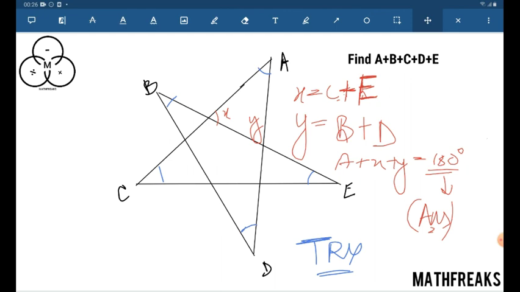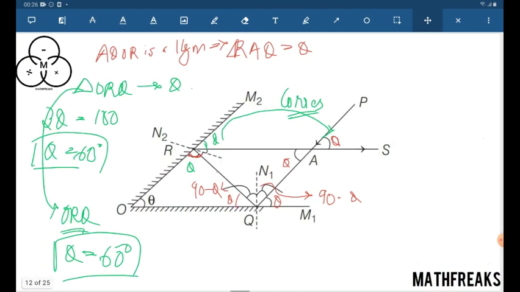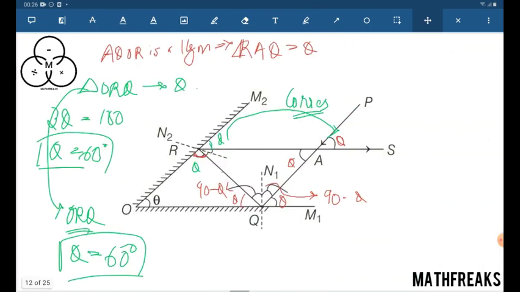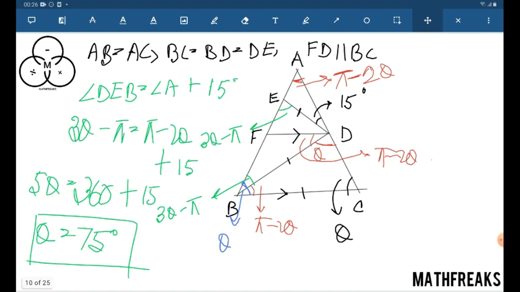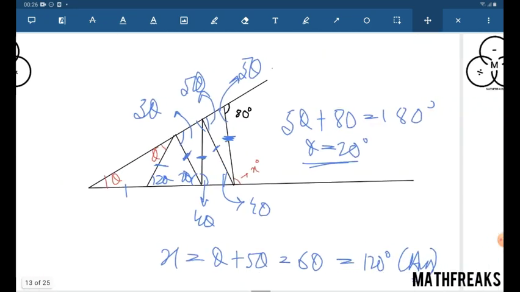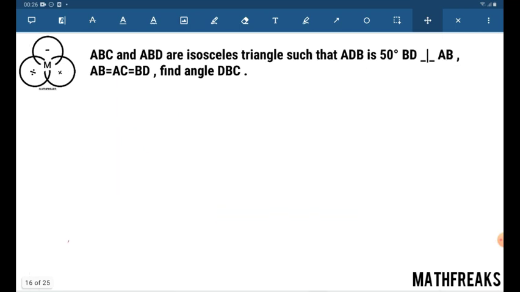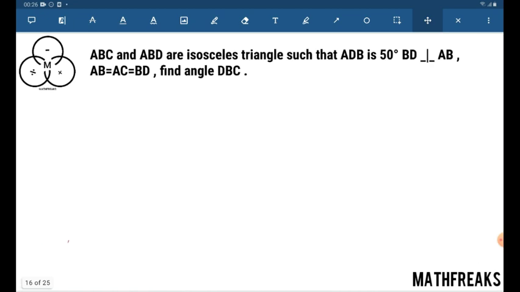These are easy angle chasers. This 1, 2, 3, all of these are easy angle chasers. Even this was also a very easy angle chasing problem. This was comparatively a tougher one. Here come some other easy problems. Two easy problems are given. ABC and ABD are isosceles triangles such that ADB is 50 degrees.